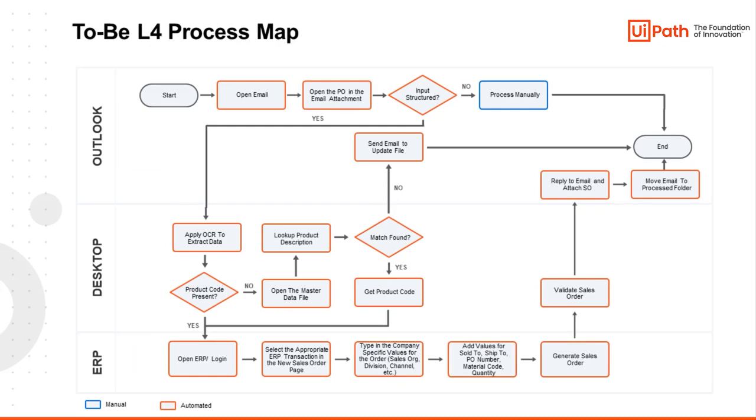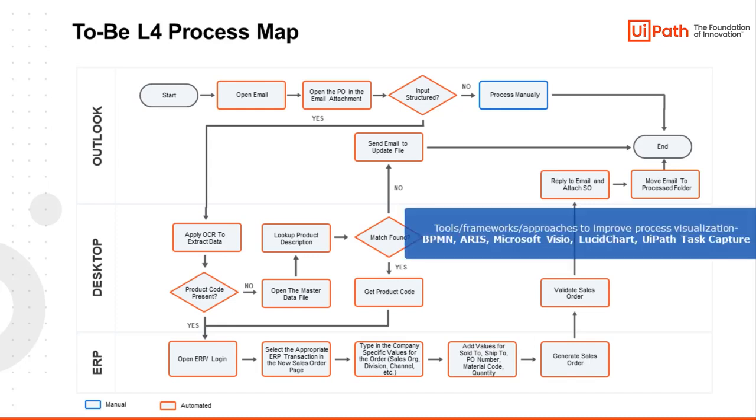A similar map for the to-be process is then created by the business analyst in collaboration with the solution architect. The L4 process maps must contain all the possible scenarios and variations of the process to ensure that the automation can be carried out smoothly. There are certain tools that can be used to improve the process visualization, including the Business Process Modeling Notation, or the BPMN framework, the ARIS approach, as well as Microsoft Visio or Lucidchart.